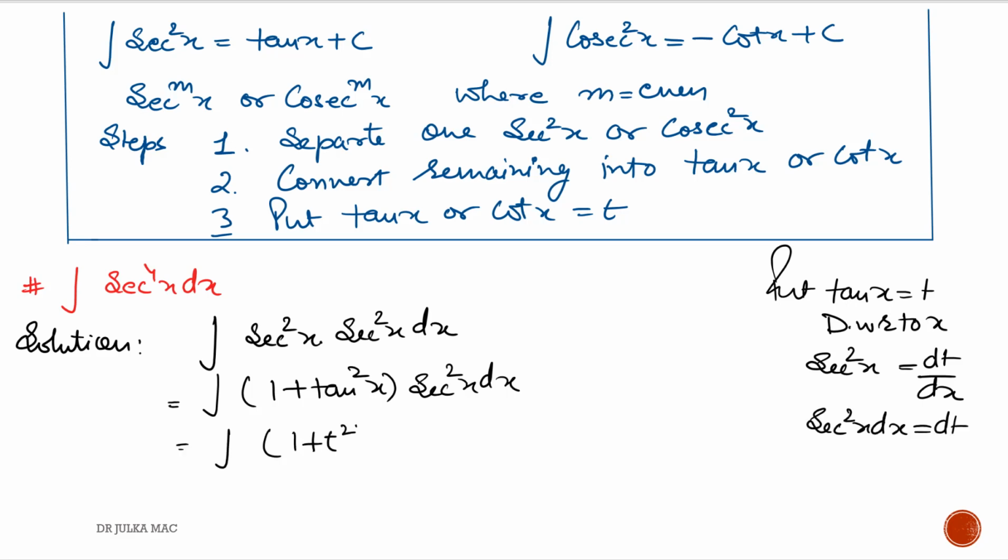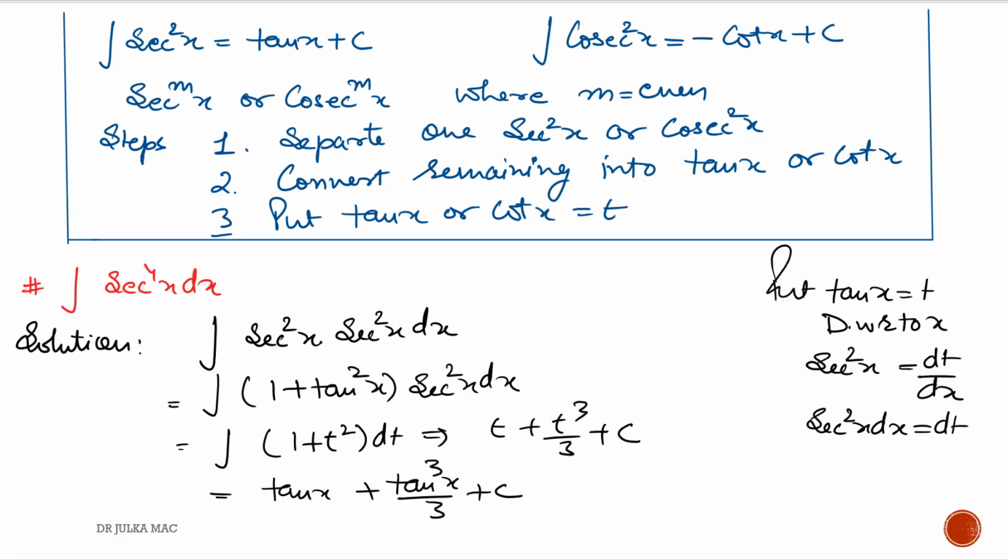We have integration of 1 plus t square dt. Integration of 1 is t and the t square is t cube by 3 plus c. Replace t by tan x. So we have tan x plus tan cube x by 3 plus c is the answer of sec raised to power 4x.